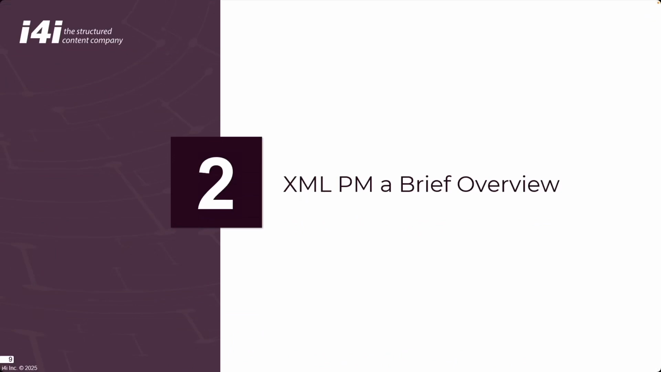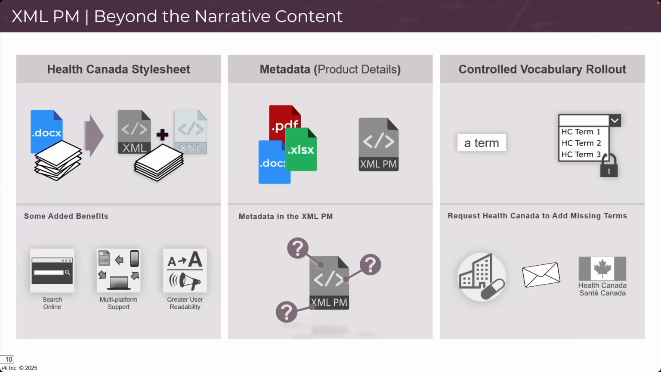Let's take a look at a brief overview on XML PM. So what is an XML PM? The XML PM is a structured format submission which holds more information than the current product monograph. The XML file can be viewed in the Health Canada style sheet, which also provides the benefits of searchability and accessibility. Along with the native text from your current product monograph, the XML PM also includes metadata and controlled vocabularies, which we'll go over in the live presentation.